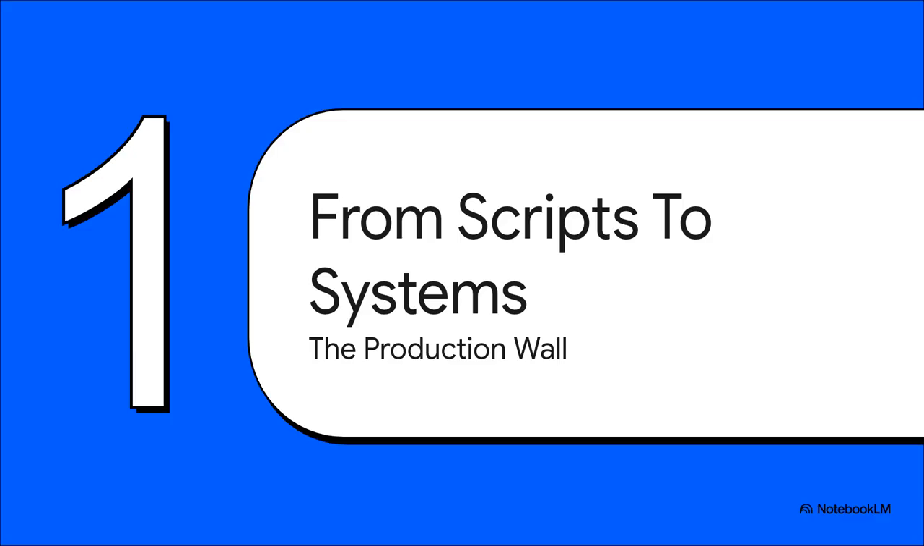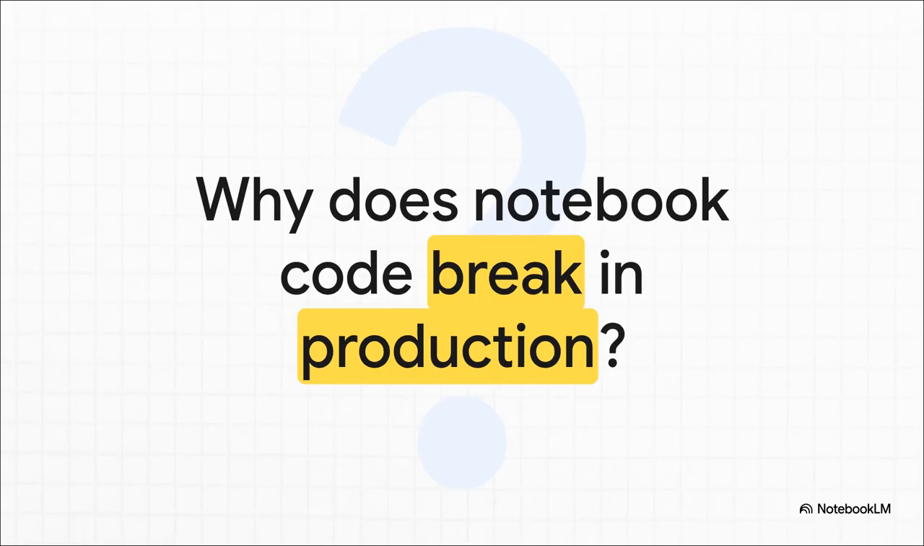Section 1, from scripts to systems. So many of us in data science run smack into what we call the production wall. Your model might be brilliant, your analysis is spot on, but getting that thing to run reliably 24/7 in a live environment, yeah, that is a completely different ballgame. And that really brings us to the core question, right? Why does that beautiful notebook code, the stuff that works perfectly on your own machine, suddenly become so brittle, so hard to manage the moment it's deployed?